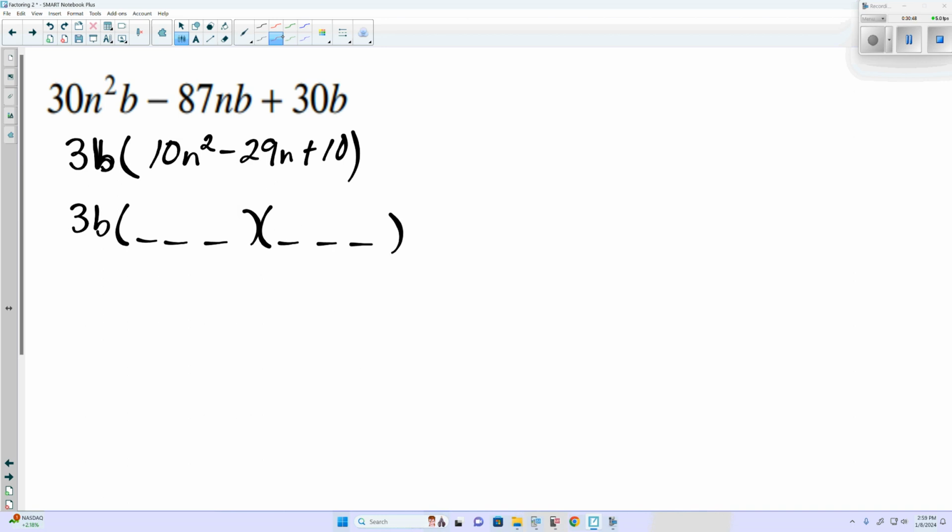Two sets of parentheses with 3 spaces. Since the third term is positive, our signs are the same and match the sign of the middle term, which is negative. So we have negative and negative. Factors of the first term are 10n squared, but we will still have n and n. But our factors of 10 are 1 and 10 or 2 and 5.